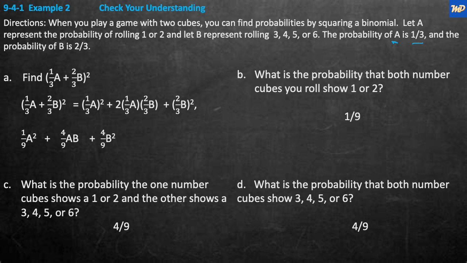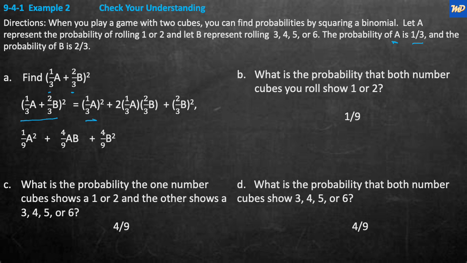This is all the rolls, the A rolls and the B rolls. You're going to get an A roll 1/3 of the time, right here, and a B roll 2/3 of the time. And then once you do that, you're going to square it. So let's square it. Here's the equation written again. We're going to get (1/3 A) squared, that's our first term, plus 2 times 1/3 A times 2/3 B, plus (2/3 B) squared.